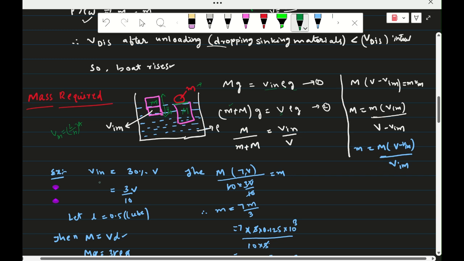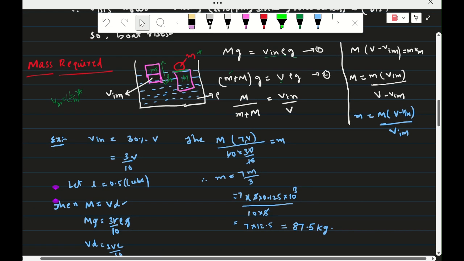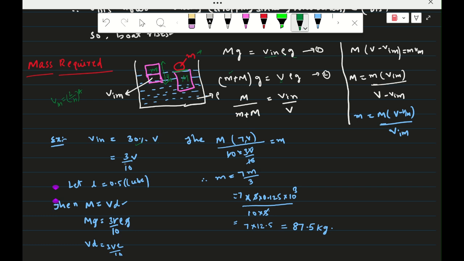So, one example. V immersed is 30% of total V, that is equal to 3V by 10. Sometimes they will not give V, they will give L by N, like L by 2, half of the length, meaning half of the volume is immersed. Then you can apply this formula. The volume immersed is equal to L by N into A, and the total volume of the body is capital L into A, you can take.